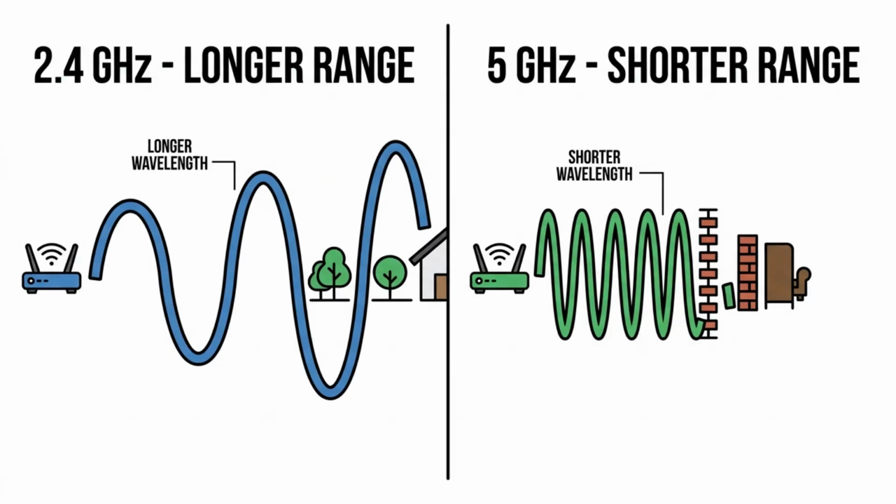The 2.4 GHz band has longer, lazier waves that bend more easily and travel further, often several hundred feet. The 5 GHz band has shorter, tighter waves that carry more data, but lose strength much faster, often struggling past 200 feet. And distance isn't the only obstacle.